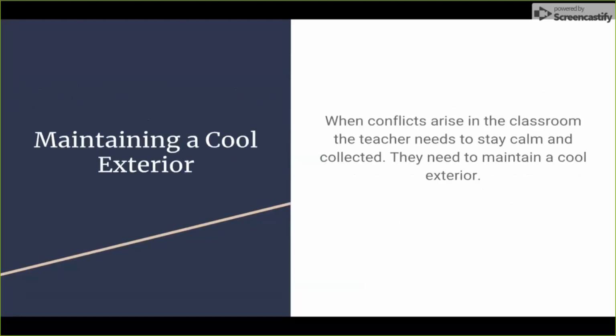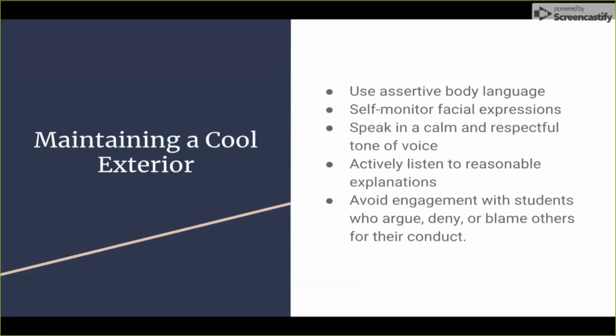The second strategy is maintaining a cool exterior. When conflicts arise in the classroom, the teacher needs to stay calm and collected. They need to maintain a cool exterior. This can be done when a teacher uses assertive body language, self-monitors facial expressions, speaks in a calm and respectful tone of voice, actively listens to reasonable explanations, and avoids engagement with students who argue, deny, or blame others for their conduct.